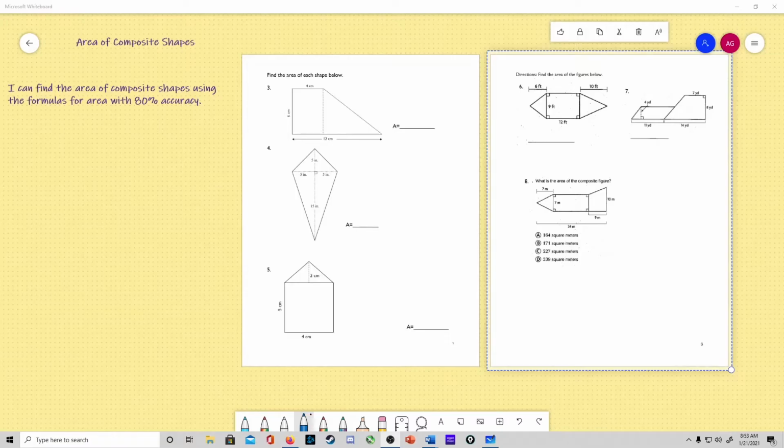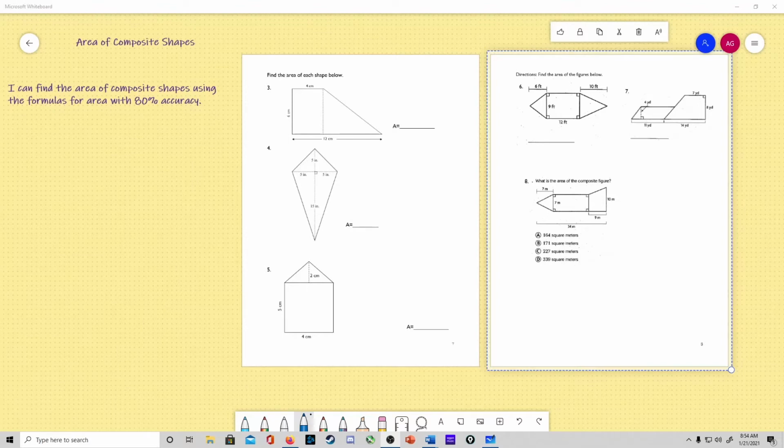Hi guys, Mr. Gardner here, and today we're going to talk about finding the area of composite shapes. It's really similar, and it ties into finding the surface area of three-dimensional shapes, in that you're just finding the area of two-dimensional objects and putting those areas together.